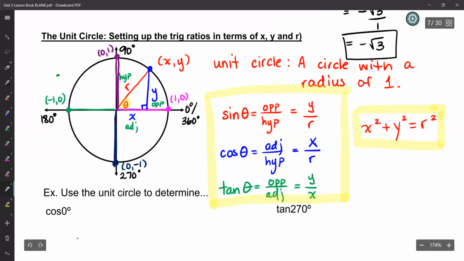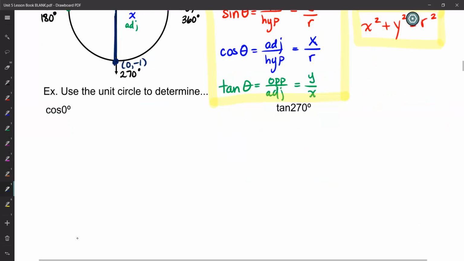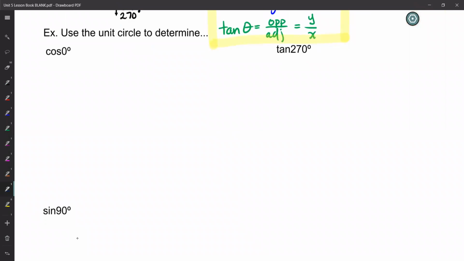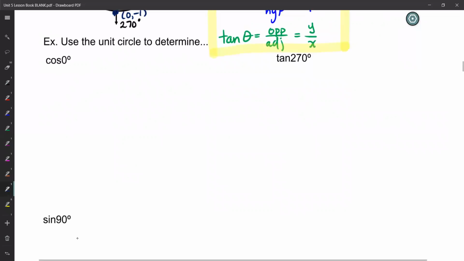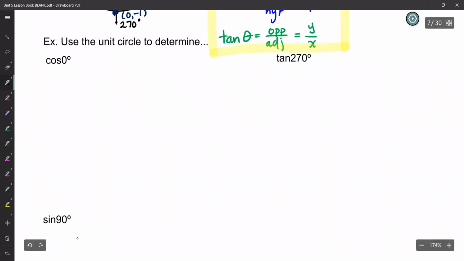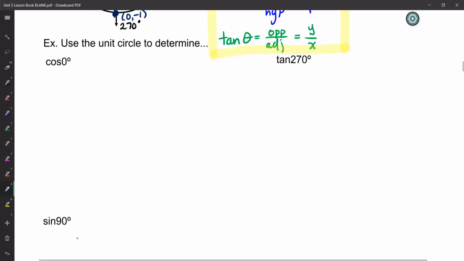Okay, perfect. So I'm going to show you guys how we can use this to find the cos of 0, or any cosine or tan of any angle along here. We're almost done, I know, guys, sorry. Seems long today.